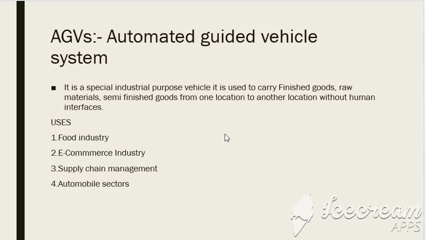AGV is used in every industry, for example in the food industry, e-commerce industry, supply chain management, and automobile sectors, for carrying heavy materials from one location to another location.